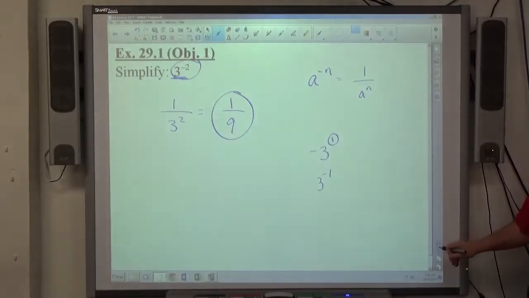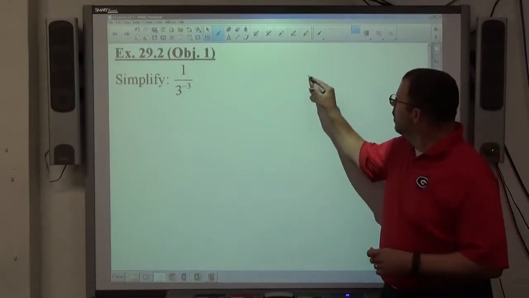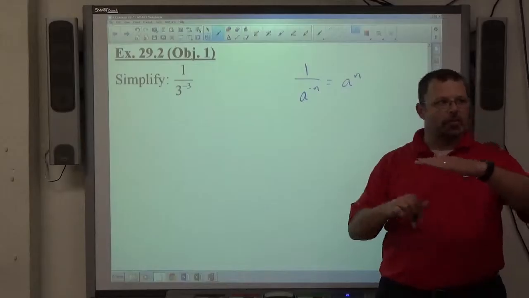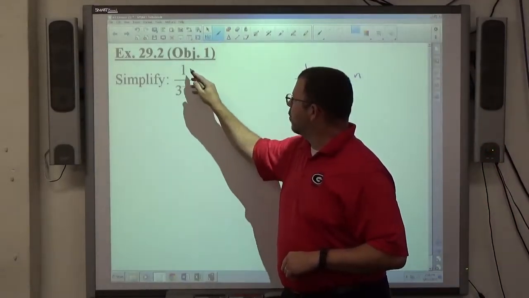Moving on to example 2. 1 over 3 to the negative third. So 1 over a to the negative nth is equal to a to the nth. If it's on the bottom, it belongs on the top. So this belongs on the top. The 1's already up there.